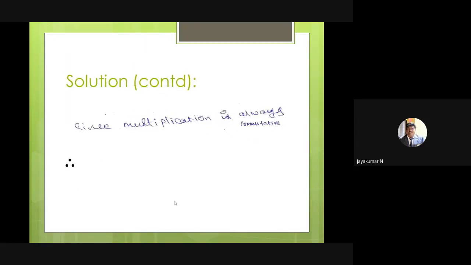Since multiplication is always commutative because we deal with numbers, directly I can write multiplication is always associative. Therefore, G comma dot is an abelian group. Did you understand? Do you have any doubt?